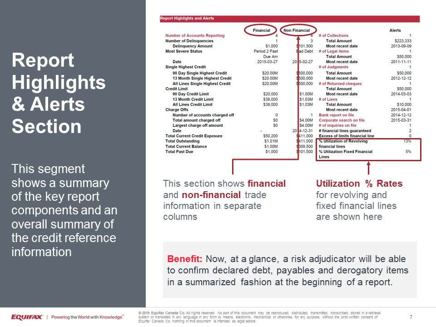Under the Report Highlights and Alerts section, financial, i.e. small business banking trade, and non-financial, i.e. industry trade, information will now be shown in separate columns.